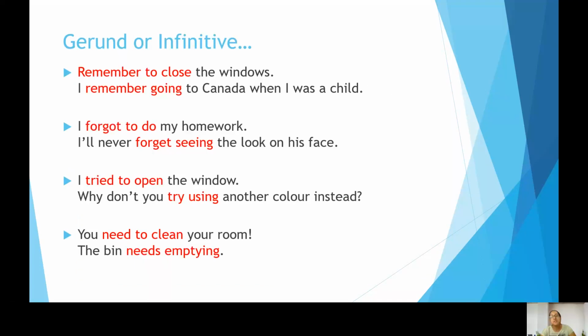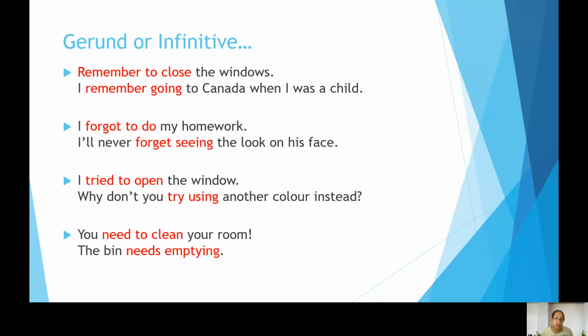Now, there are some verbs that can take either the gerund or the infinitive, but the meaning of the sentence changes. Let's look at a few examples. Remember to close the windows. So that means don't forget. I remember going to Canada when I was a child. Remember with the gerund is talking about a memory.